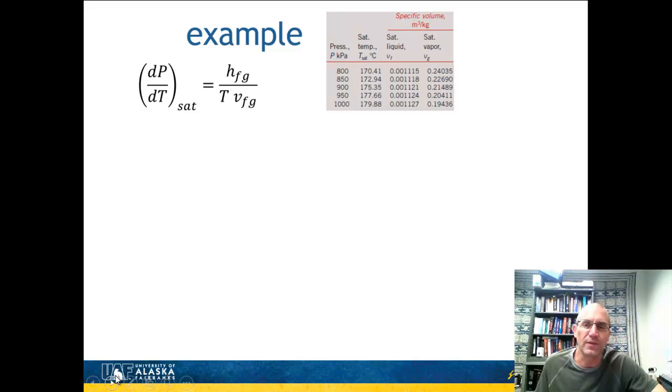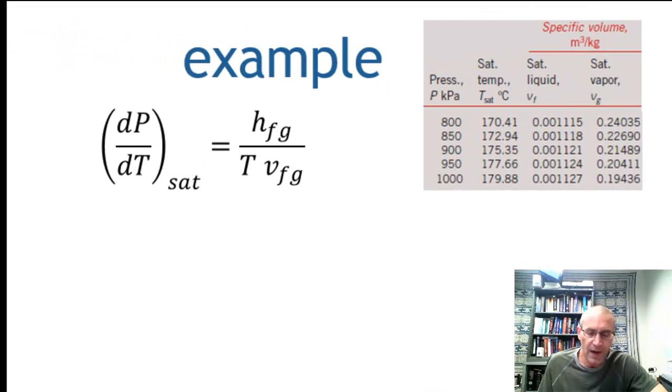So let's apply this in an example. Here I've taken the PVT data for water, just a small subset of it. In the first column I have pressure, in the second column the temperature at saturation, and then my vf and vg values. I want to estimate hfg, so I'm going to estimate dP/dT at saturation. Let's just take these top two lines and do an estimate.